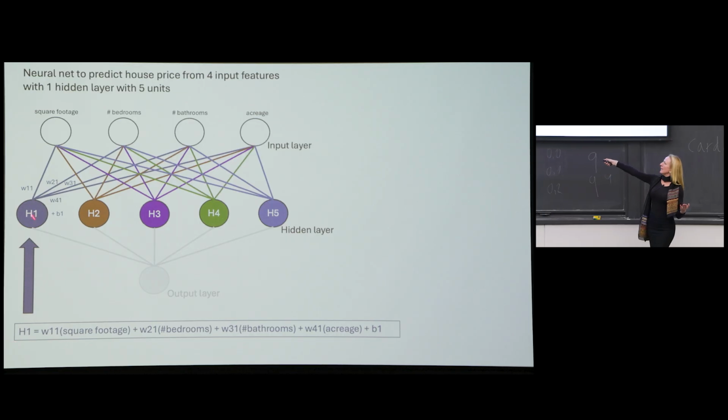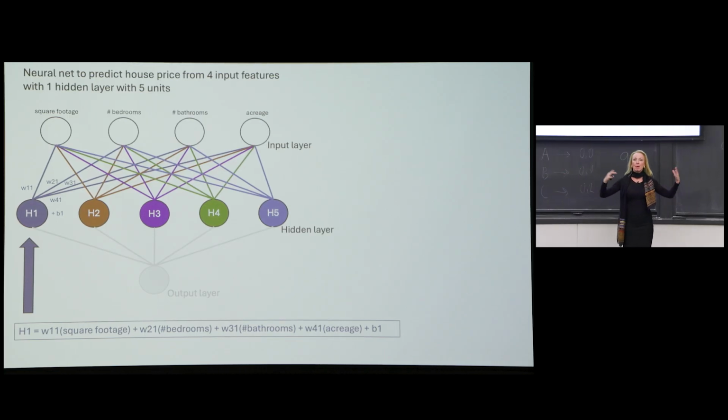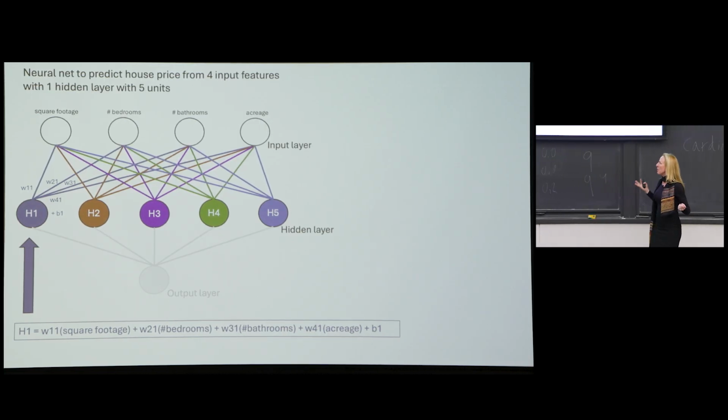So I'm computing this number here as just W11 times whatever the square footage is for a particular house, plus W21 times the number of bedrooms, W31 times bathrooms, W41 times acreage, and then the bias term at the end. If you want to think about these numbers as random numbers, like at the outset, that's great. Or you can think about these weights and biases as if we've already trained the model. I haven't told you how yet, but I will, okay? So some numbers or others.